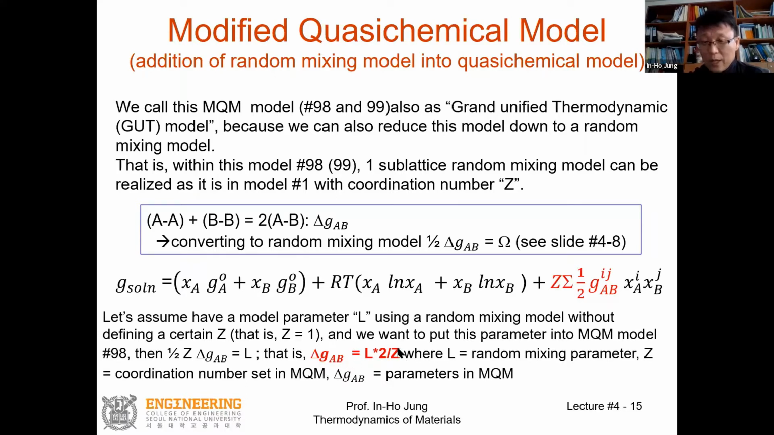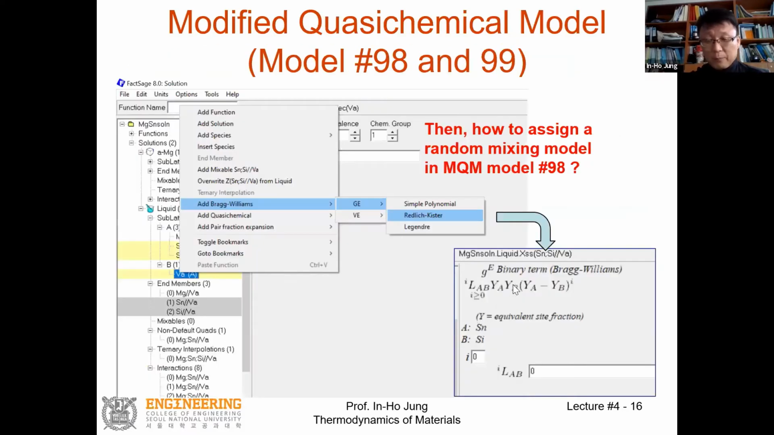So you have to divide all the numbers in the previous L parameter by 3 basically, because 2 by 6, so it's by 3. You have to divide the L by 3. Then that's a new L parameter in the MQM model, considering the coordination number. And then you have to enter that number here. Then you're going to reproduce that parameter.